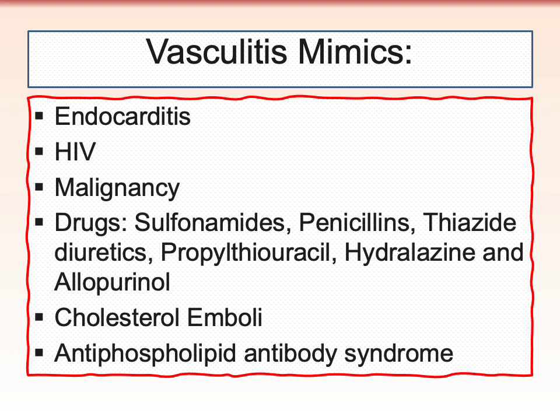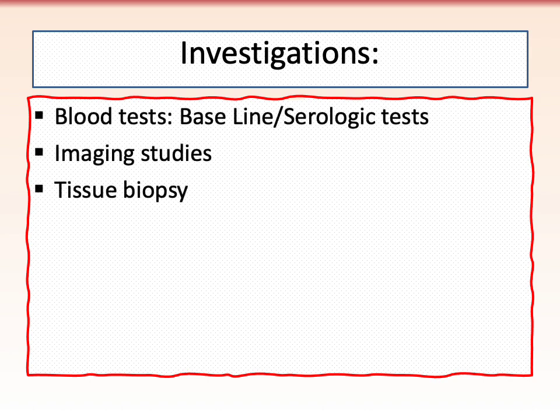Differential diagnoses include endocarditis, HIV, malignancy, drugs, cholesterol emboli, and antiphospholipid antibody syndrome. Investigations include blood tests such as baseline bloods, inflammatory markers, serologic testing for autoantibodies, and to rule out other conditions, imaging studies of the involved organ system, and tissue biopsy of the affected organ. Two of the above tests should be present for the diagnosis of vasculitis.